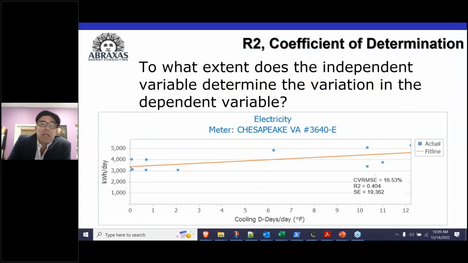Okay, so let's talk about the R squared value. It's also called the coefficient of determination. Basically, it's what I wrote right here. It's to what extent does the independent variable, that would be cooling degree days per day, determine the variation in the dependent variable, which here is kilowatt hours per day. So to what extent does it do that? That is what it measures.